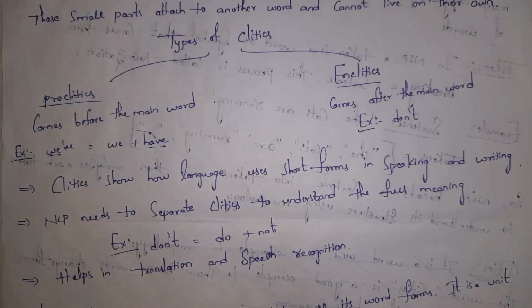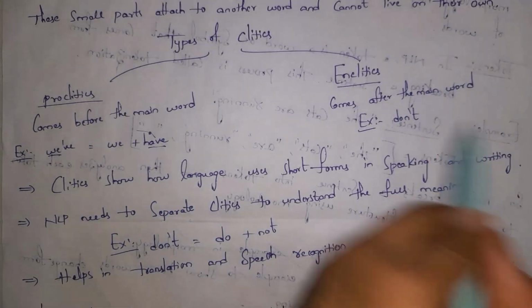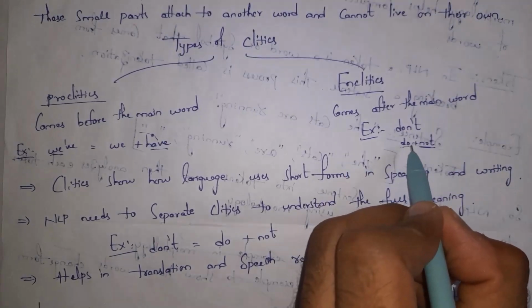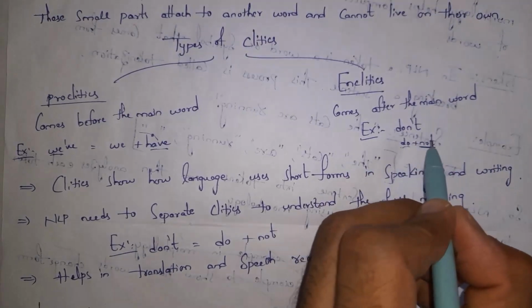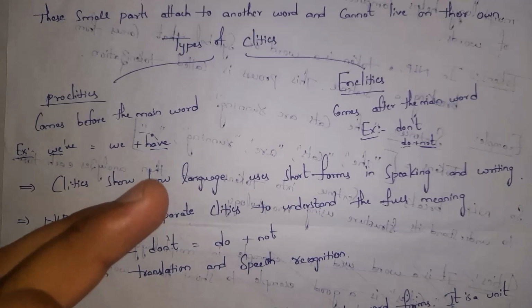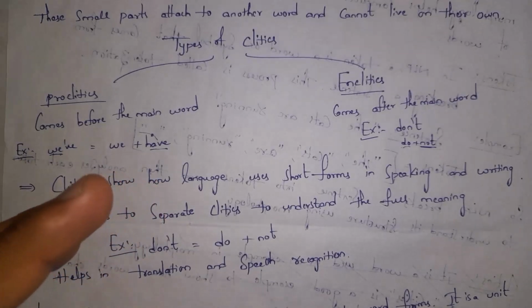And similarly, if you consider enclitics, enclitics will come after the main word. For example, if you consider don't, that is nothing but do plus not, where do is the main word and not will come after the main word. So we call this 'not' an enclitic. If clitics come before the main word, then we call them proclitics. And if clitics come after the main word, then we call them enclitics.